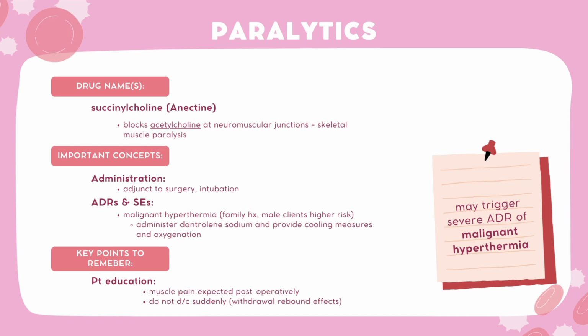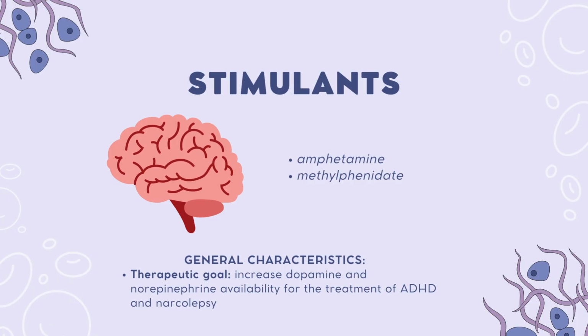Our last anesthetic to cover is the neuromuscular blocking agent succinylcholine, which is given adjunct to surgery and during intubations. However, a genetic predisposition to a condition called malignant hyperthermia may present when this drug is administered. This leads to severe temperature elevation and muscle rigidity in afflicted patients and is treated with dantrolene sodium, as mentioned previously within this video.